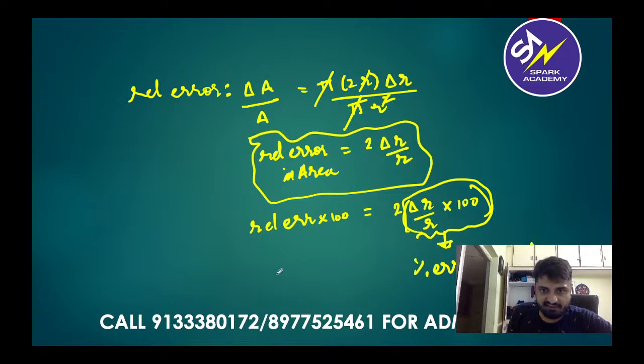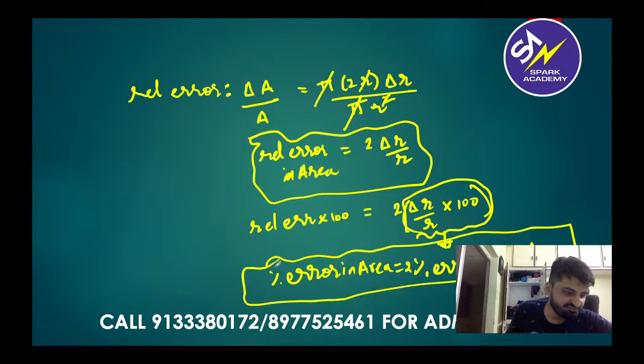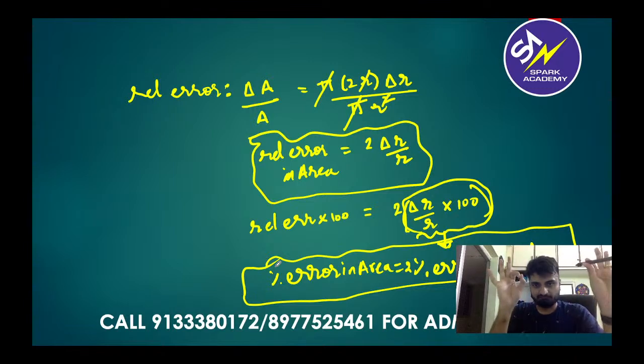So can I say the percentage error in area is nothing but 2 times the percentage error in radius? When we take a circle, what is our conclusion? We have derived that the percentage error in area is 2 times the percentage error in radius. So keeping this in mind, let us derive the shortcut. For any percentage error, you can use this approach.